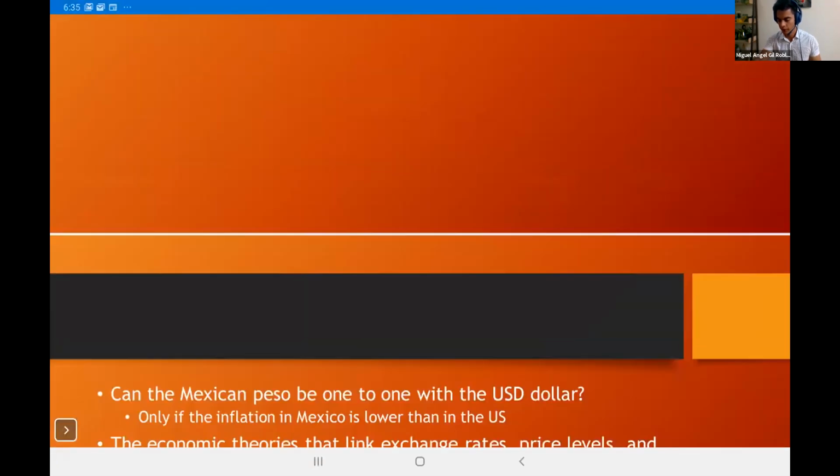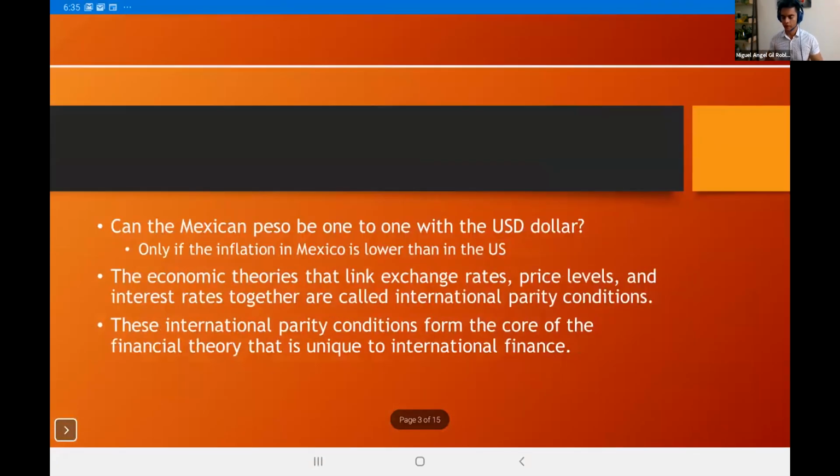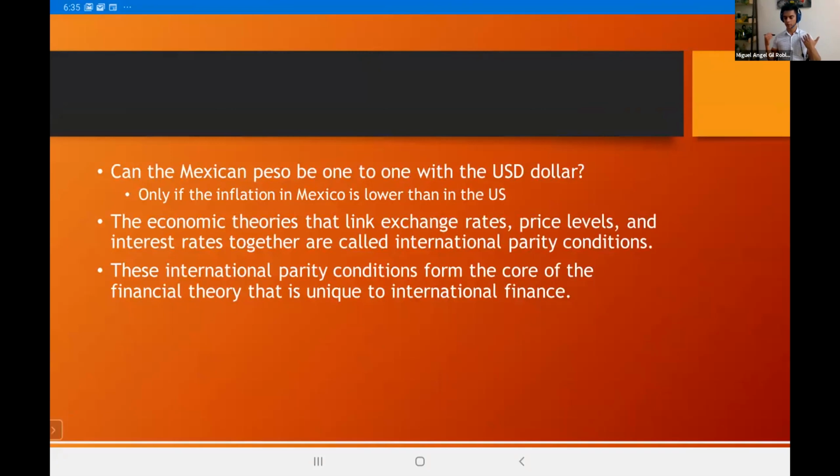So after the story, I have an important question to ask. Is it possible that the Mexican peso be 1-to-1 with the dollar? Well, the answer is no, it's not possible.